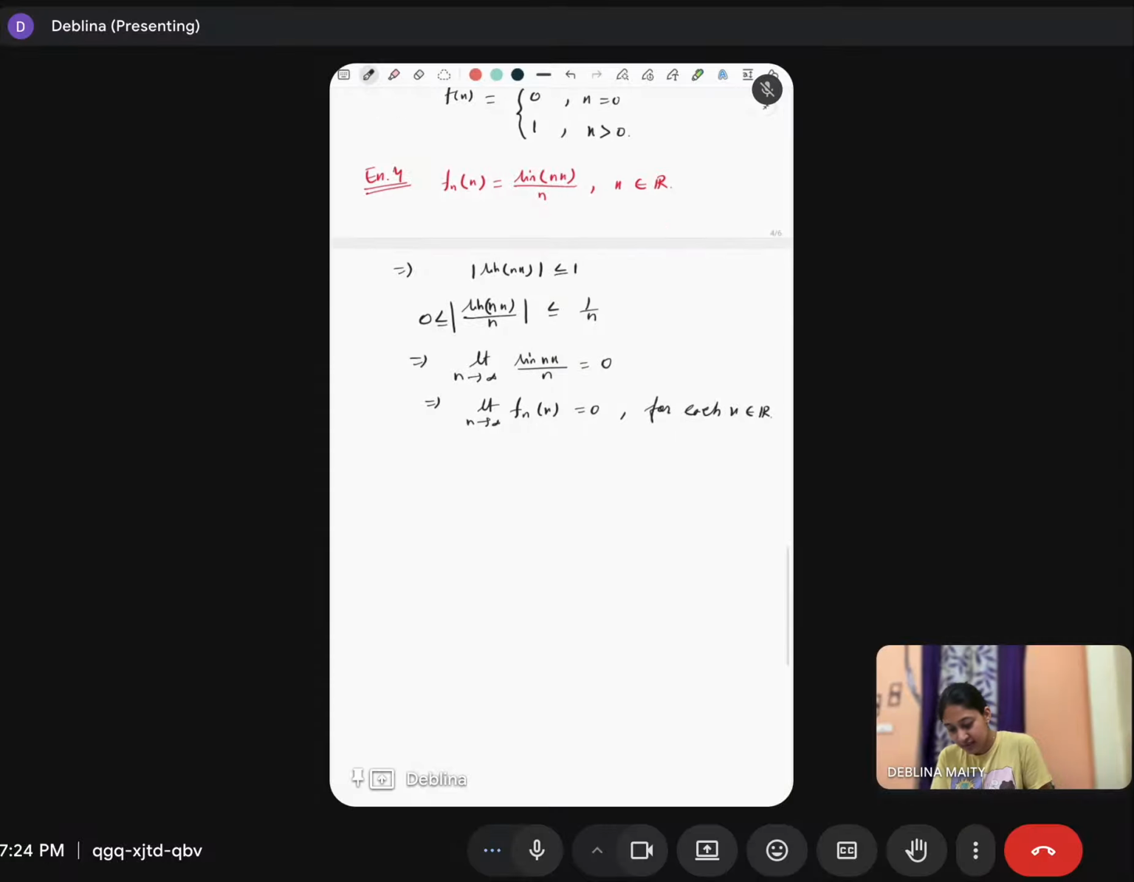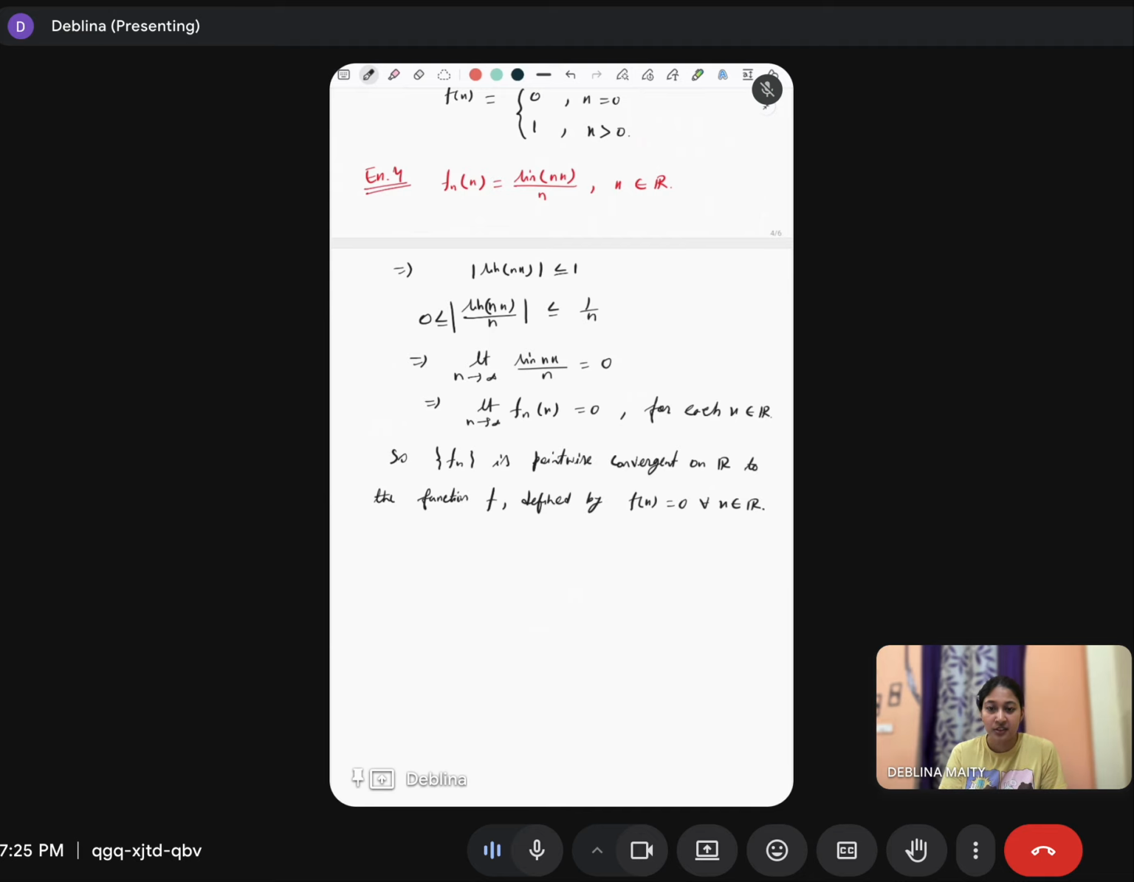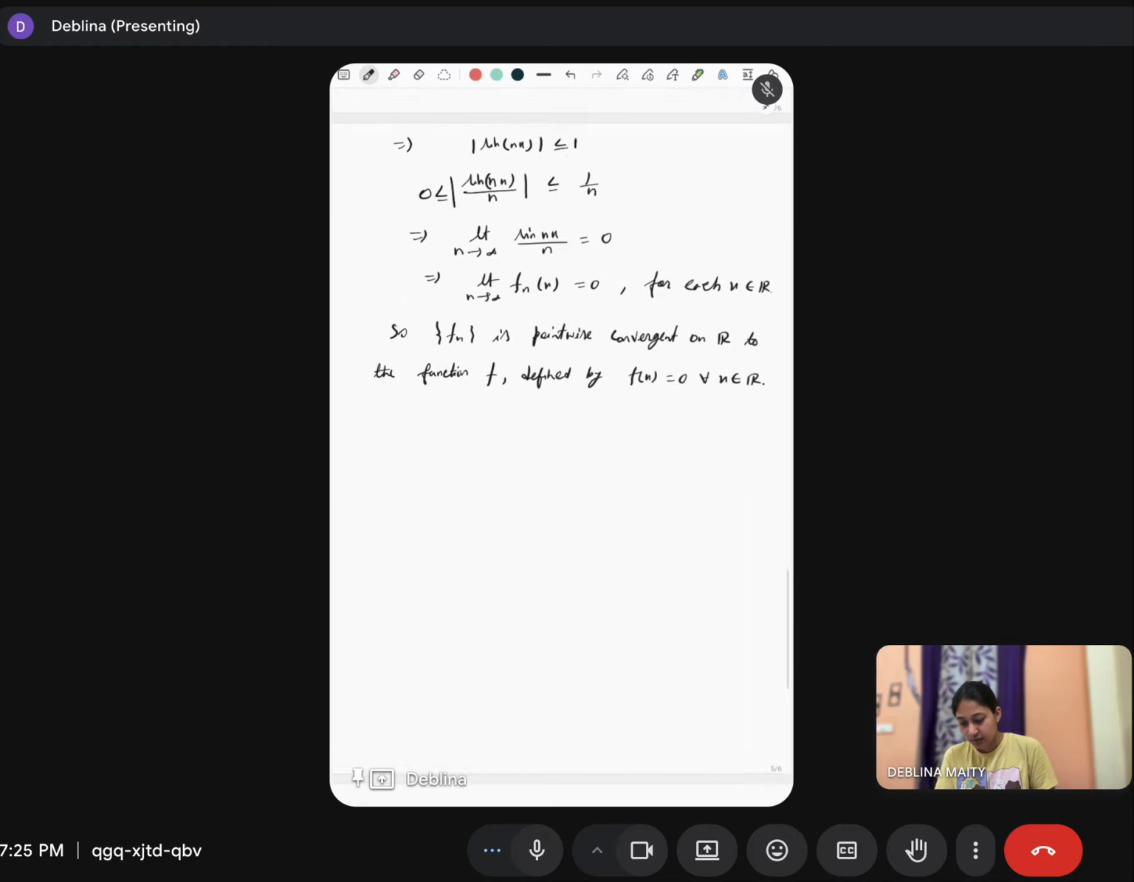So this implies f_n is pointwise convergent on R to the function f defined by f(x) equals 0 for all x belongs to R. So this sequence is converging pointwise to the 0 function.